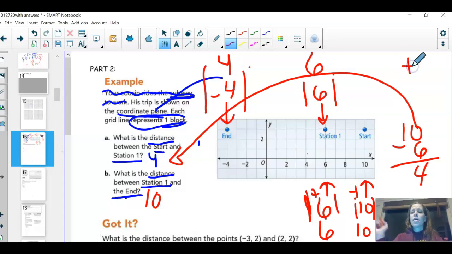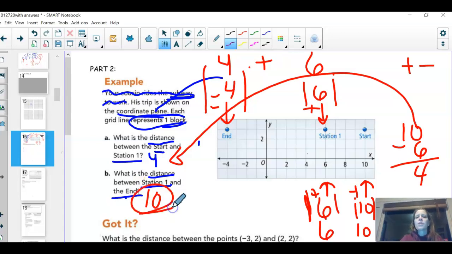Necesitas sumar or necesitas quitar? Because this one is positive, porque 6 es positivo, and negative 4 is negative, y negativo 4 es negativo, the signs are different, símbolos son diferentes, y entonces yo necesito sumar. Y entonces 4 más 6 es igual a 10.